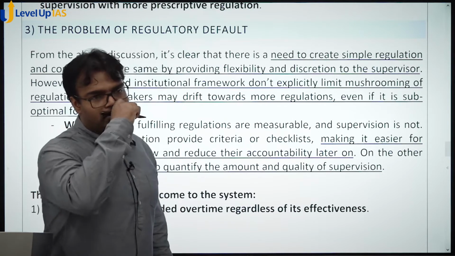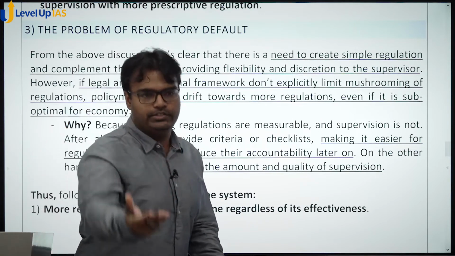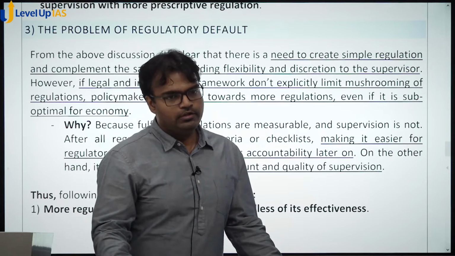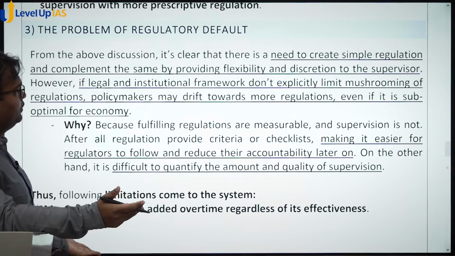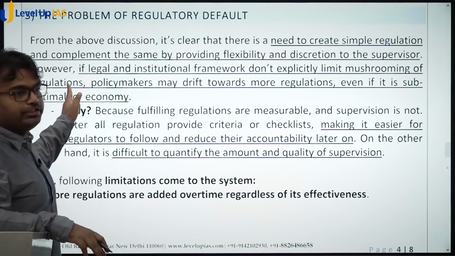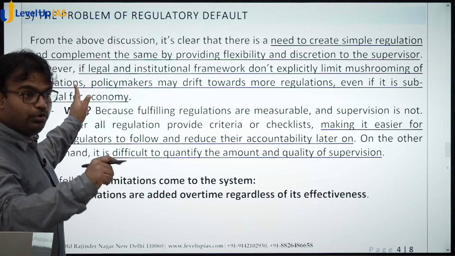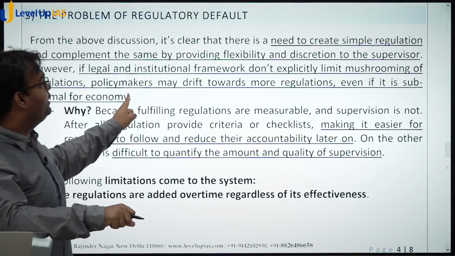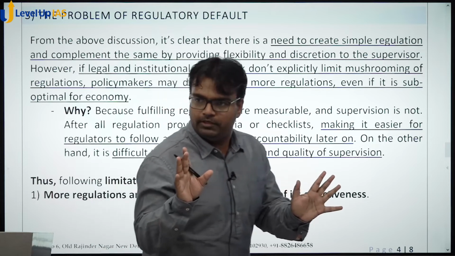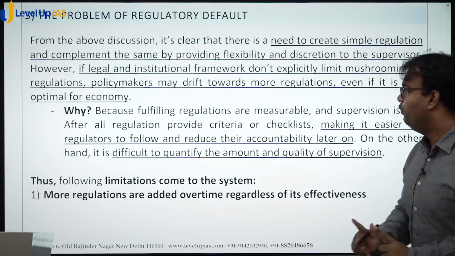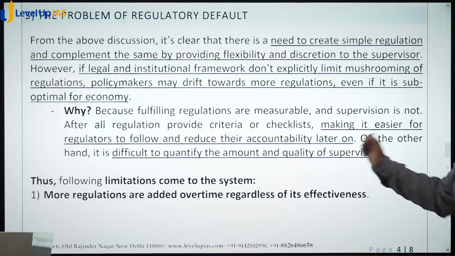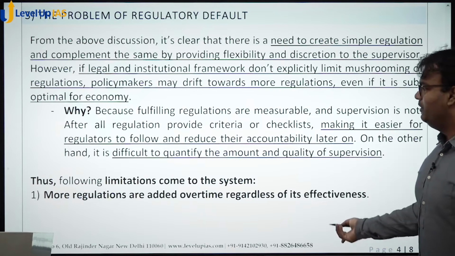So in general, people tend to choose regulatory mechanisms because creating regulations is easier. One. Second, showing that we fulfilled all regulation is also easier. So governments tend to do this. So here we are saying that if the legal and institutional framework don't explicitly limit the mushrooming of regulation, policy makers may drift towards more regulation even if it is suboptimal for the economy. We have seen that more regulation is not good for the economy, but even then policy makers would shift towards that. It's because it makes it easier for the regulator to follow and reduces their accountability. We have followed all the norms of regulation, our accountability is done.